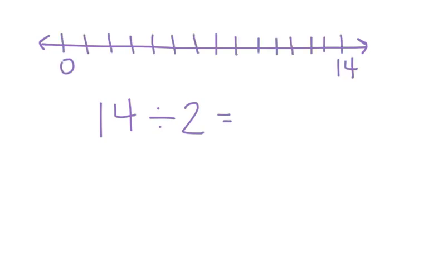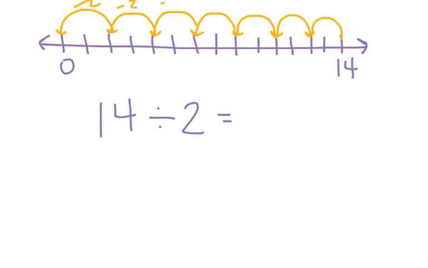Try this example on your own, and then play the video to see if you got the correct quotient. On your number line, try 14 divided by 2. I'm going to repeatedly subtract 2 until I get to 0. So there's minus 2, minus 2. I repeat this all the way until I get to 0. So I did minus 2, minus 2, minus 2, minus 2.